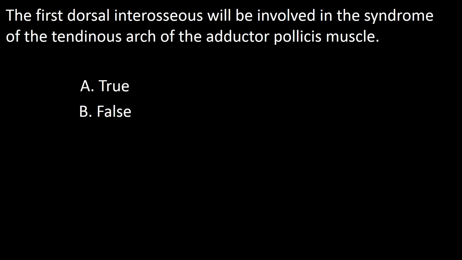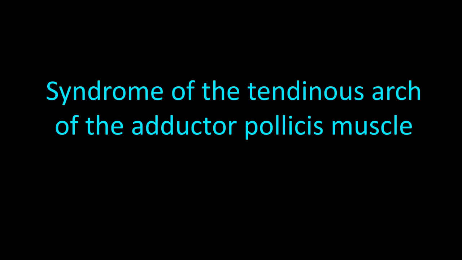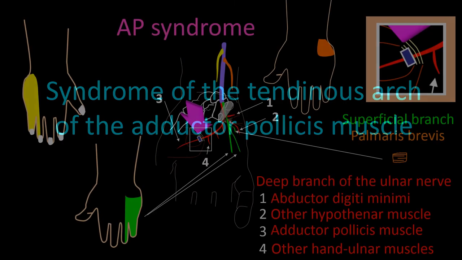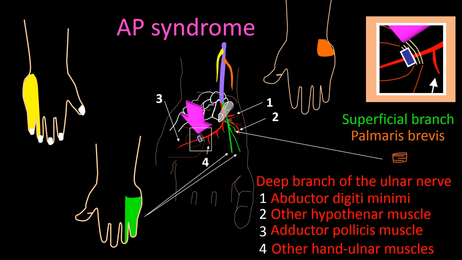Next question. The first dorsal interosseus will be involved in the syndrome of the tendinous arch of the adductor pollicis muscle. A, true; B, false. In the syndrome of the tendinous arch of the adductor pollicis muscle, the entrapment occurs at the tendon of the adductor pollicis muscle, which is the last muscle innervated from the deep branch of the ulnar nerve. Only the adductor pollicis is affected. As you can see, there are exceptions for every rule, and this is one of the exceptions to the rule that no muscle entrapping a nerve hurts itself.